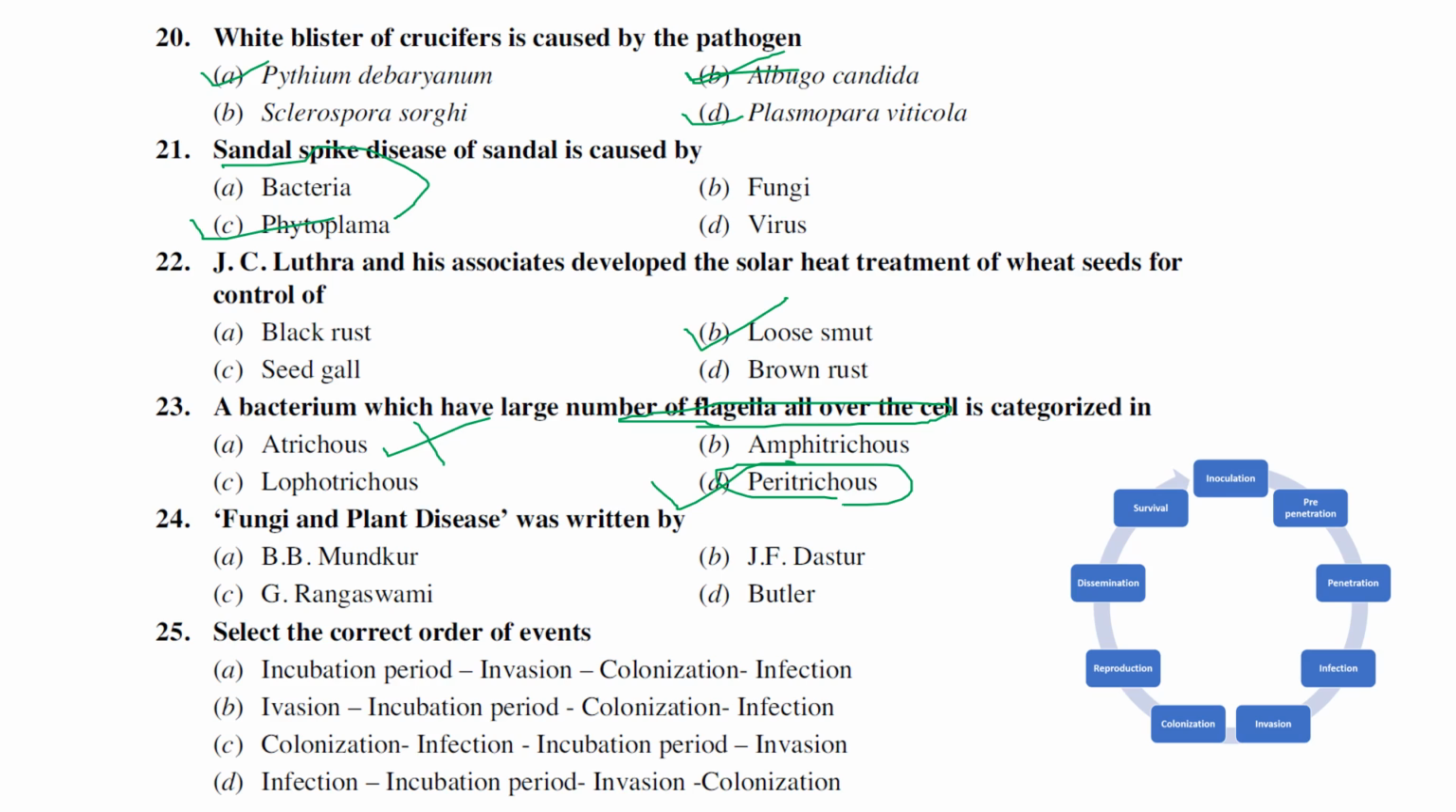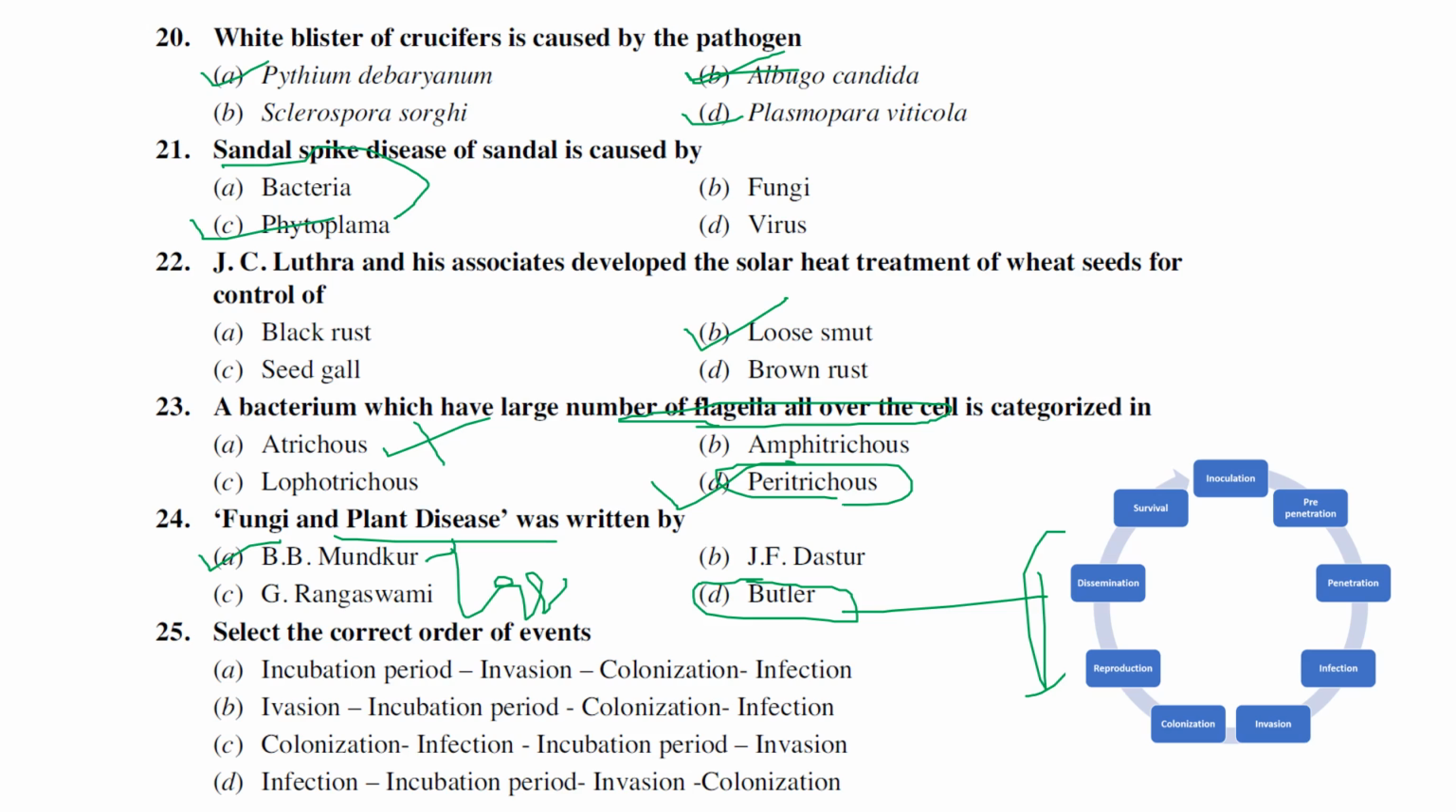The next one is Fungi and Plant Diseases, which was actually written by B.B. Mundkur, who established the Indian Phytopathological Society. And E.J. Butler is considered the father of plant pathology in India. He wrote one more book, that is Fungi and Diseases in Plants. Here Fungi and Plant Diseases was written by B.B. Mundkur in 1948. But when it comes to E.J.